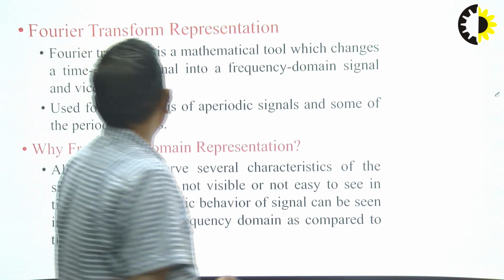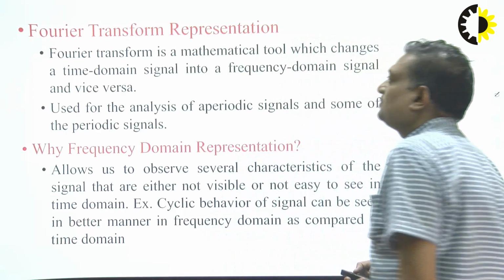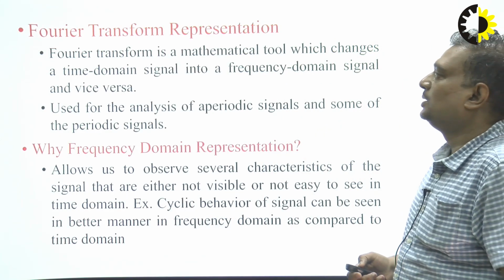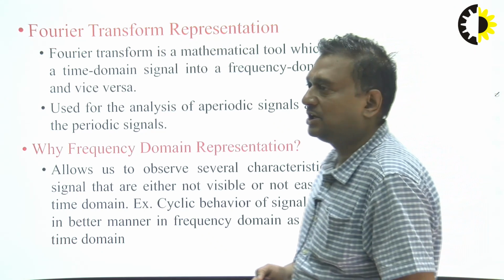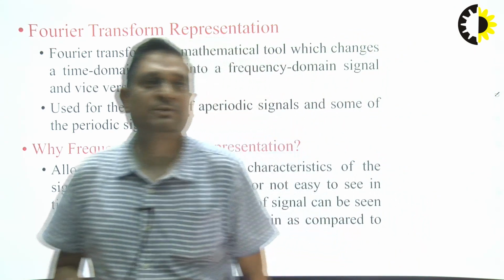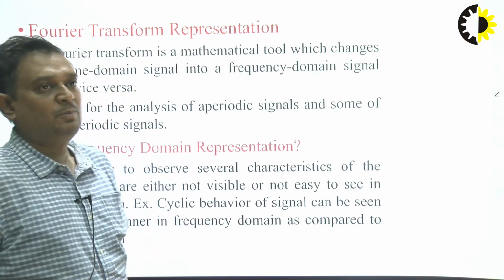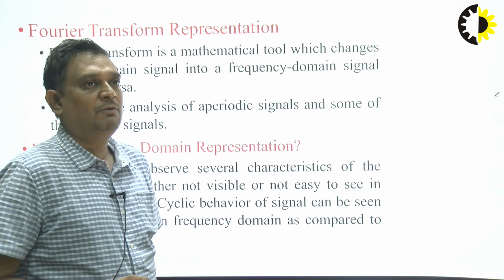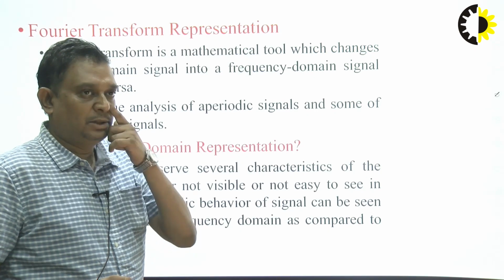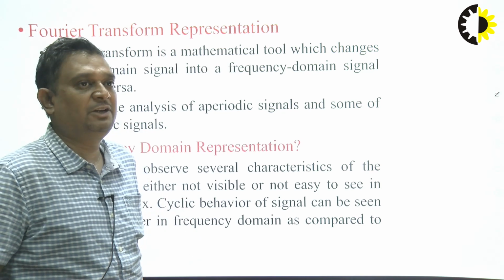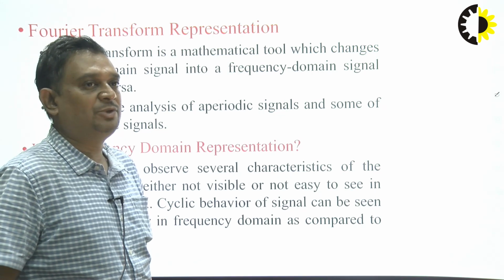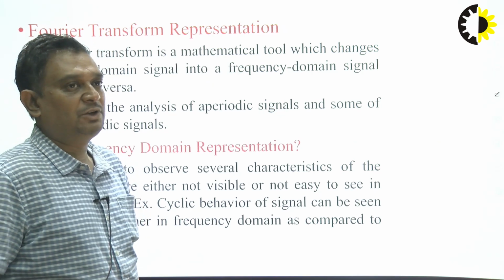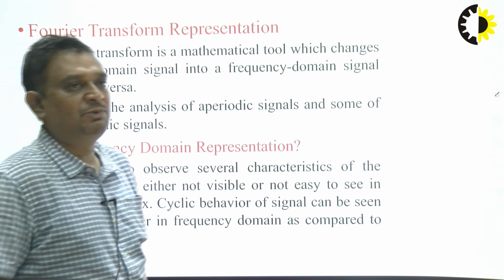So first of all, Fourier transform representation. The Fourier transform is basically a mathematical tool which changes a time domain signal into a frequency domain signal and vice versa. If we apply the Fourier transform on a signal, we get the frequency content of the signal, and if we have frequency information and apply the inverse Fourier transform, we get the time information.